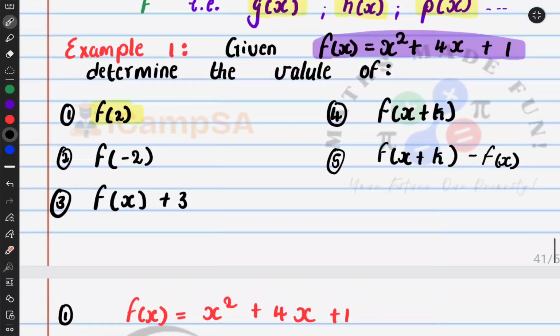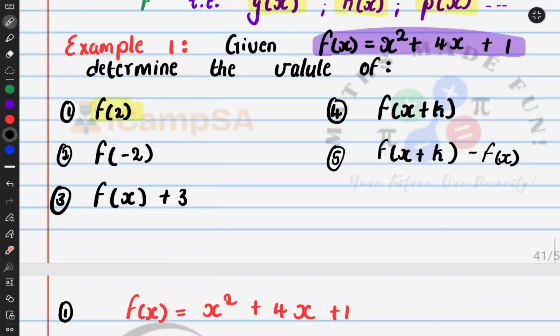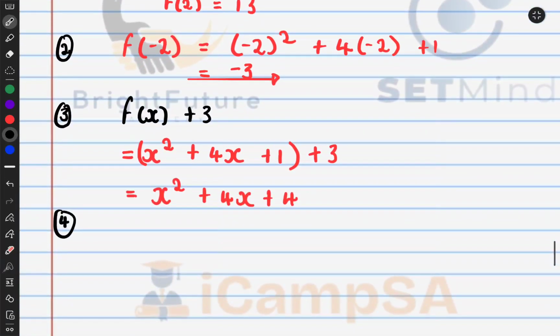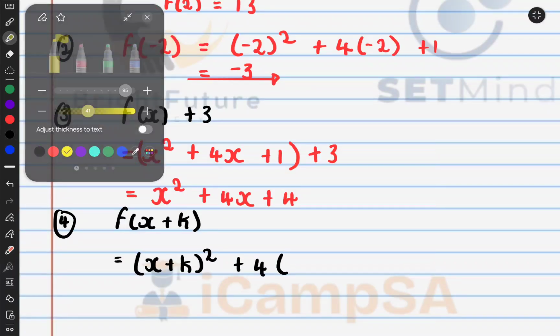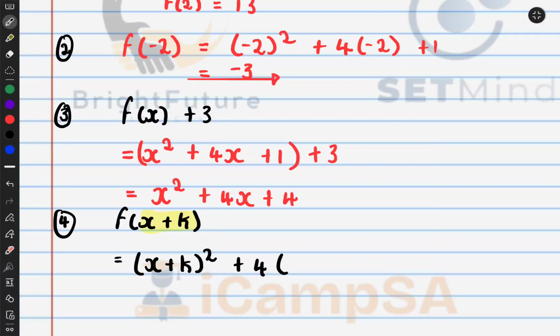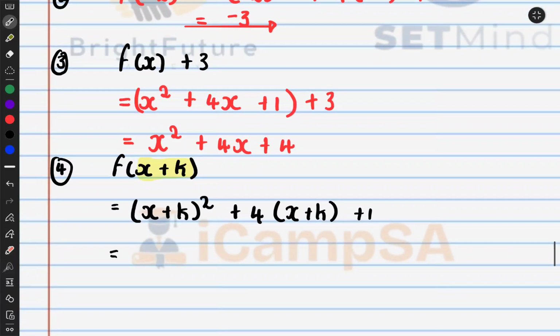So for number 4, we are to find f at x plus k. Look at that k now. It is inside the bracket. So what do we do here? Wherever we see x now, we're going to substitute x plus k. So this one is going to be equal to x plus k squared plus 4. Where we see x, we substitute what is within the bracket. Plus x plus k plus 1, and then we can simplify this.